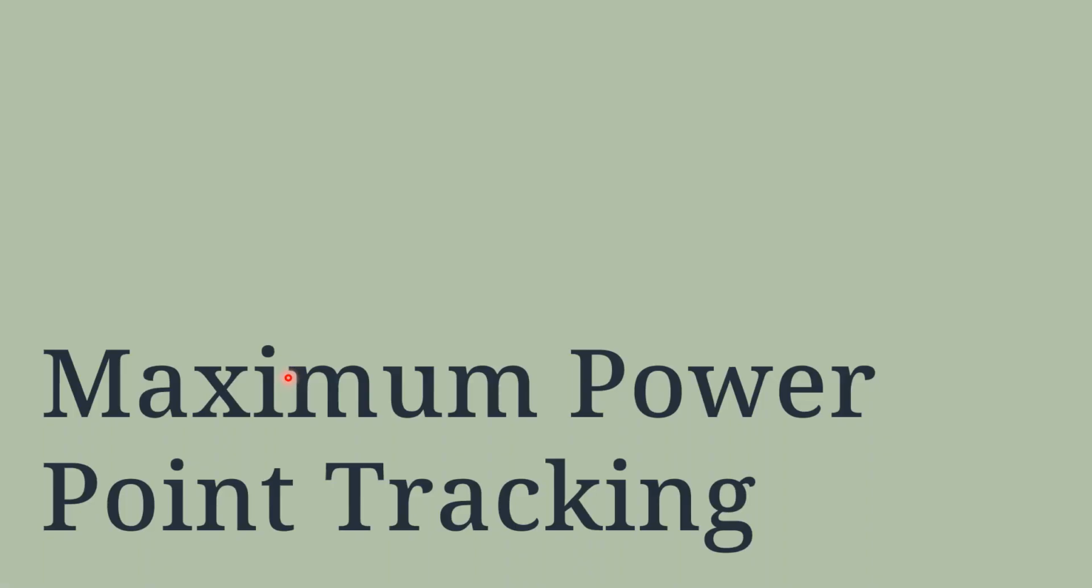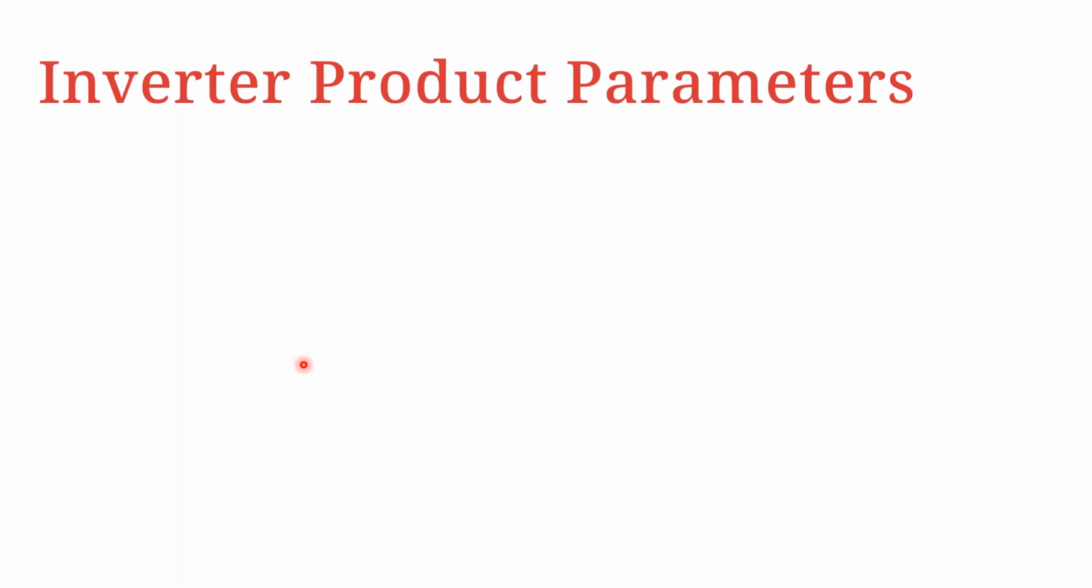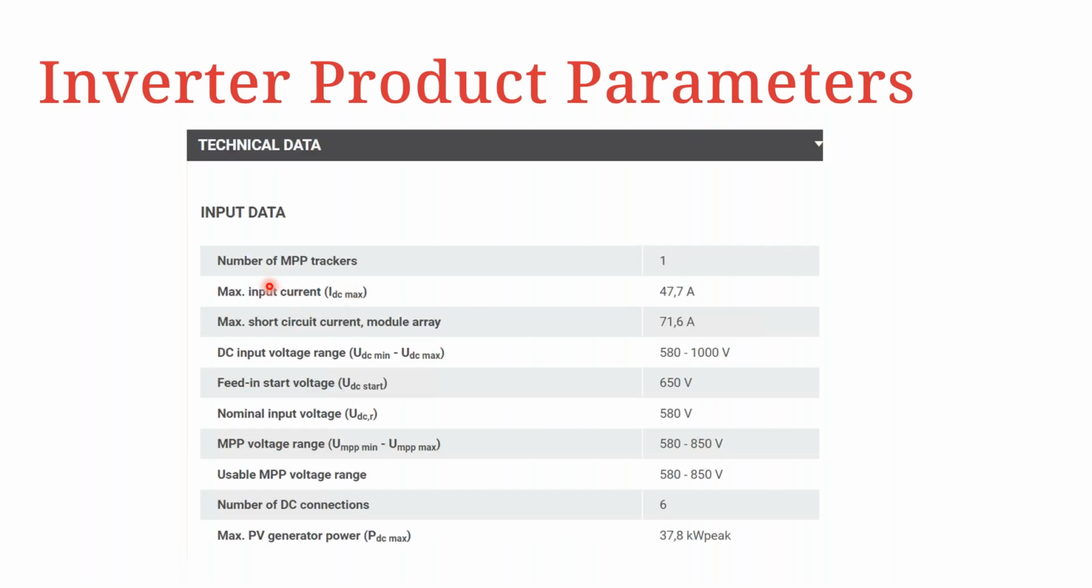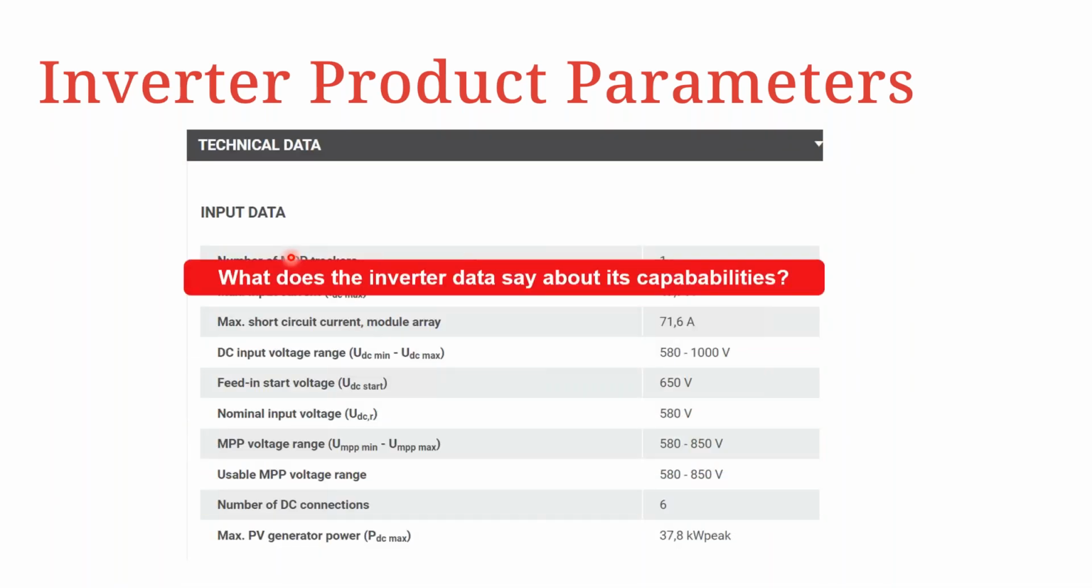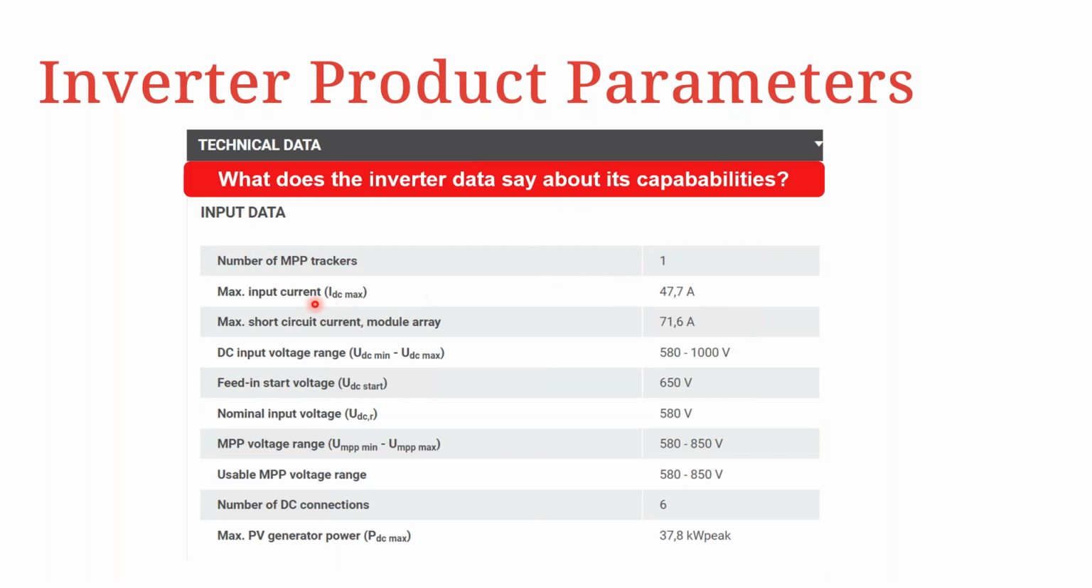Next is the maximum power point tracking. So, inverter product parameters. Here we can see what the inverter data says about its capabilities. Here we know that the maximum number of MPPT trackers is 1, and the max input current, IDC max, is 47.7 amps, and the max short circuit current per module array is 71.6 amps. So that means that per every array we can have a maximum of 71.6 amps.